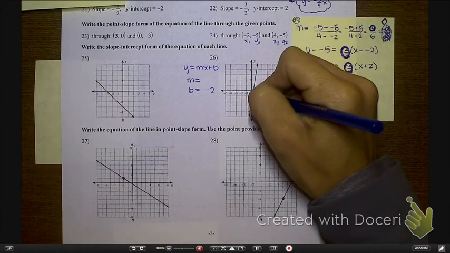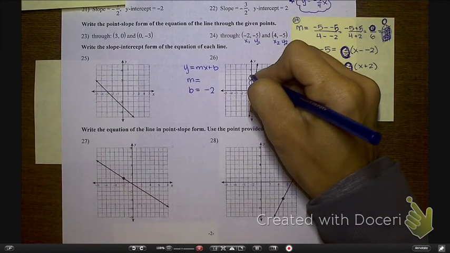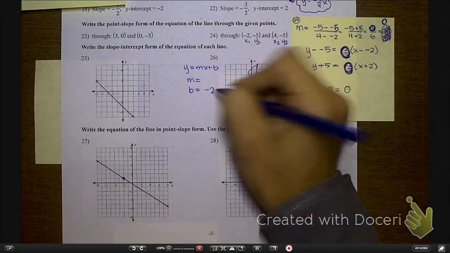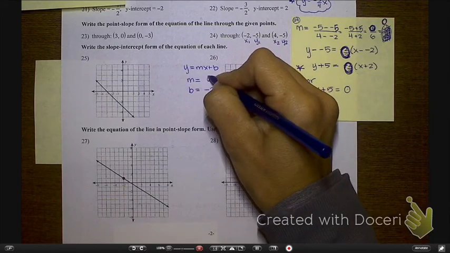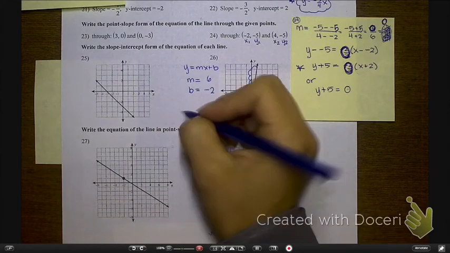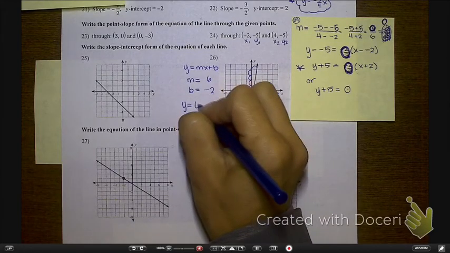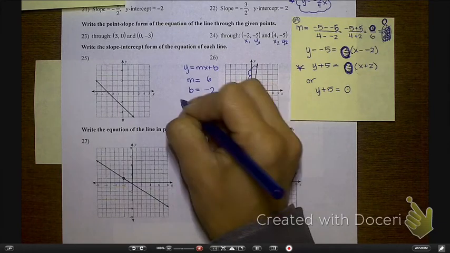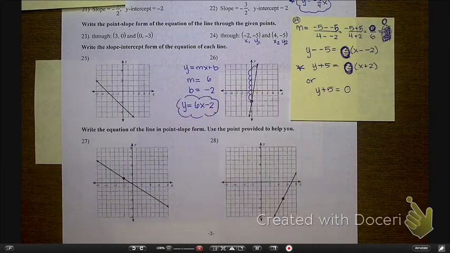So I rose 1, 2, 3, 4, 5, 6, and I ran 1. So what is my slope? 6 over 1, which is just 6. Okay, so here's your final answer. y equals 6x minus 2. That one wasn't too bad, right? No. Okay, easy? Yes. Okay.